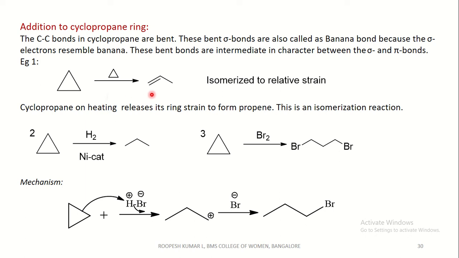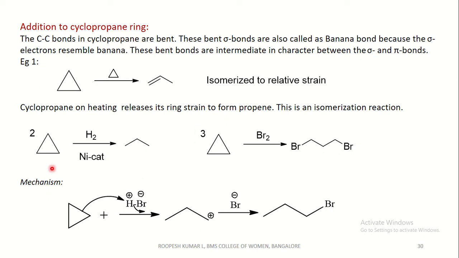On heating, we get propene. This is isomerized to relieve strain. This is a strained molecule. There is less strain here. There is no strain in this molecule. It is isomerized because this double bond attacks this carbon. With the proton shift, we get the same cyclopropane molecule. That is, as I said, cyclopropane on heating releases its ring strain to form propene. This is an isomerization reaction.